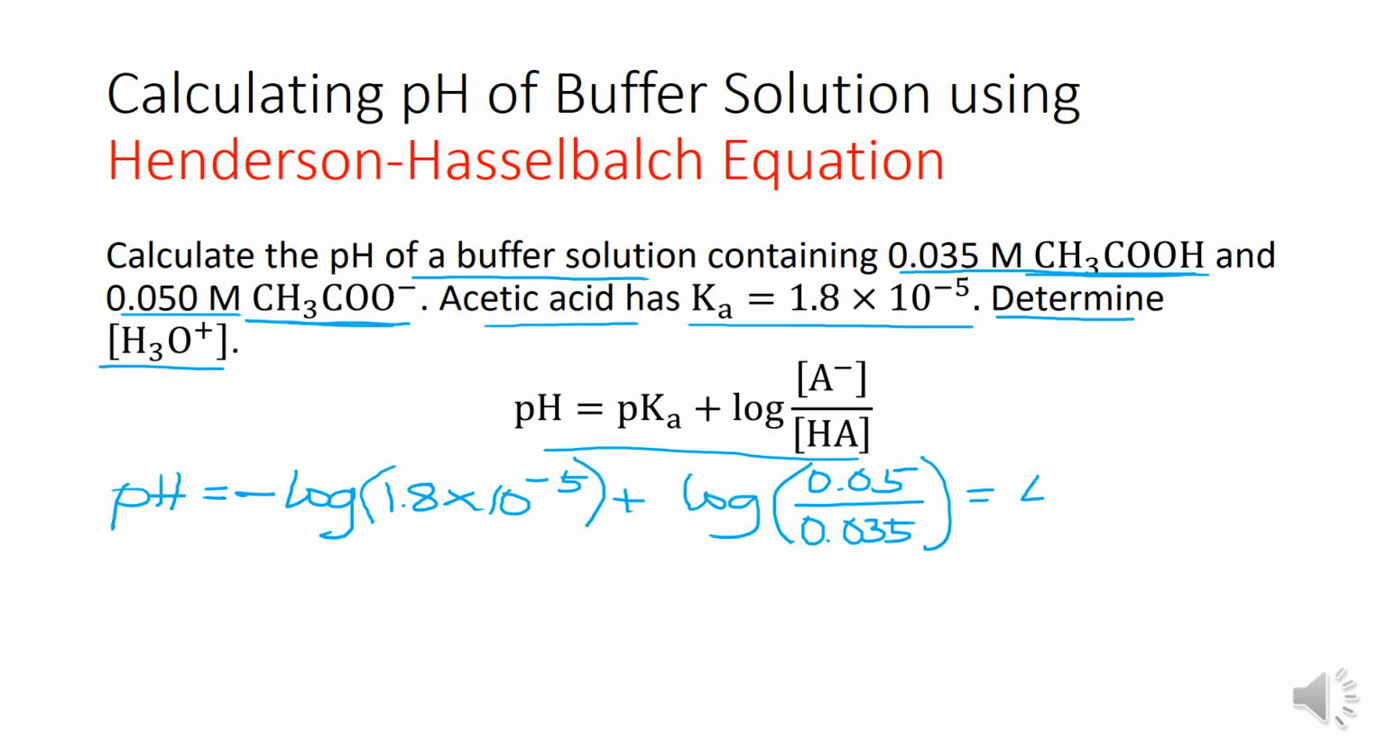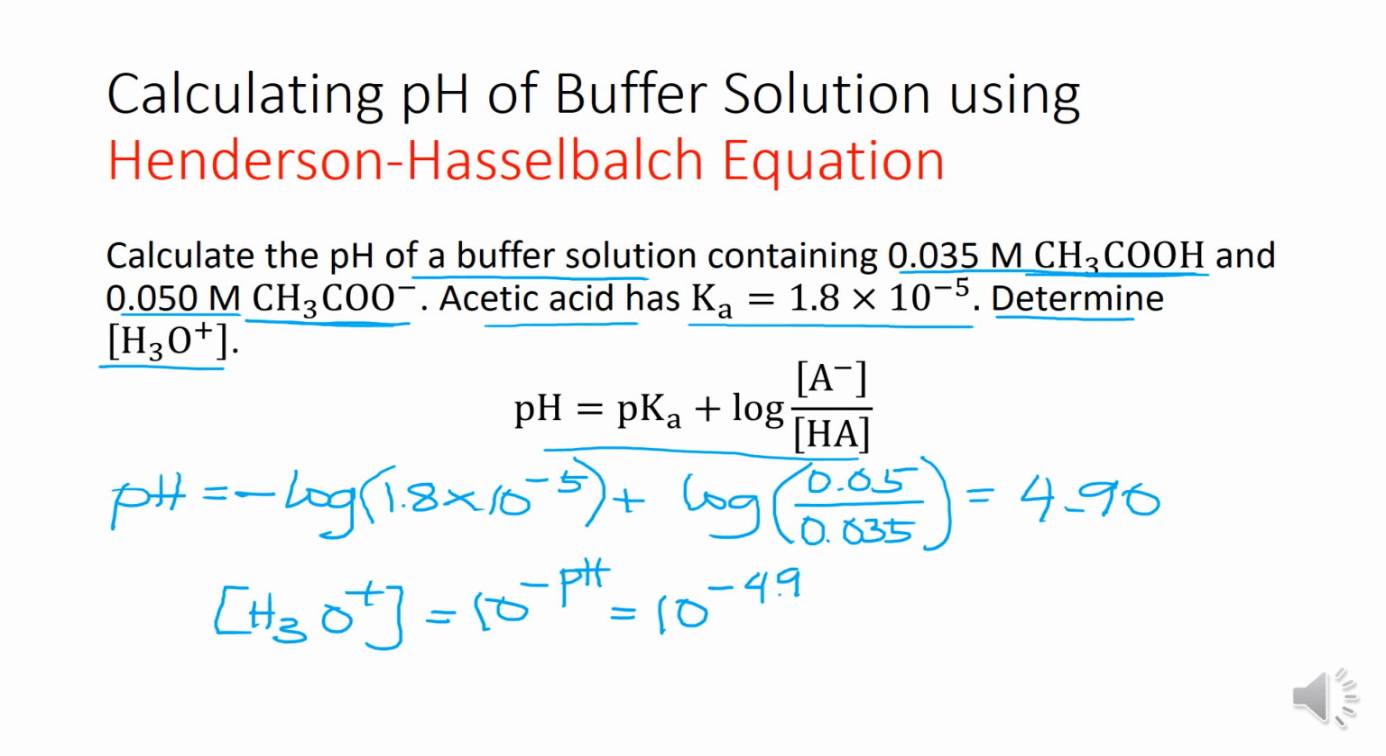4.899 or 4.90. So that is the pH of the buffer solution. Now we have to solve for the corresponding hydronium ion concentration. And that is equal to 10 to the exponent negative pH. So let's plug in the pH, negative 4.90. And the answer is 10 to the exponent negative 4.9, which is 1.26 times 10 to the negative 5.